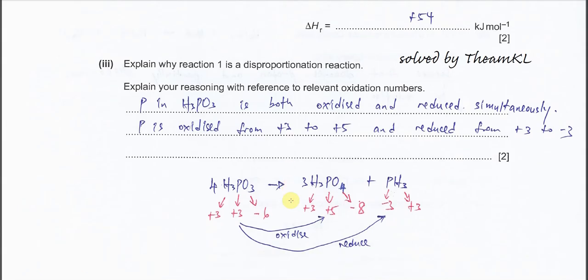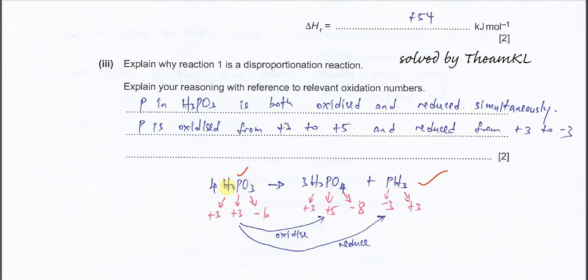Part 3. Explain why reaction 1 is a disproportionation reaction. Explain your reasoning with reference to the oxidation numbers. In this reaction 1, the element that we need to focus on is phosphorus. So we just use phosphorus and see what is the change in its oxidation states.